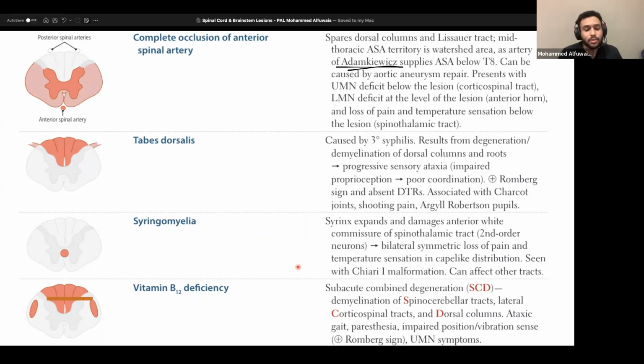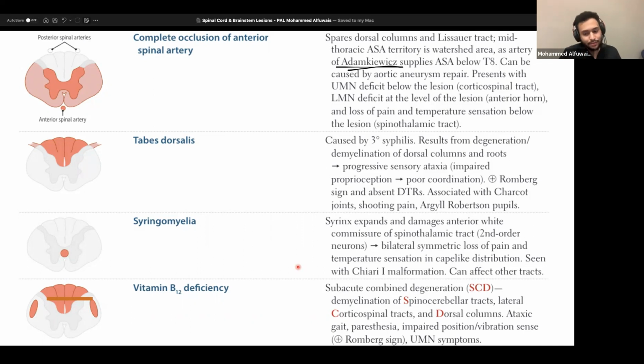Now, why does vitamin B12 deficiency cause this disease? It's because for myelination, you need vitamin B12 as a factor. Because of loss of vitamin B12 through a deficiency, you'll have demyelination or degeneration of specific tracts of the spinal cord. The 3 tracts you need to remember are involved in subacute combined degeneration, SCD. So you need to remember SCD tracts: S being the spinocerebellar tract, C being the corticospinal tract, and D being the dorsal column tracts.